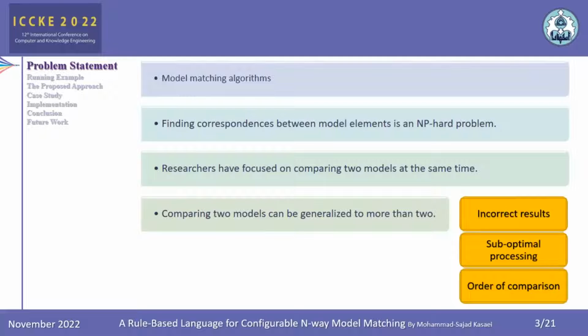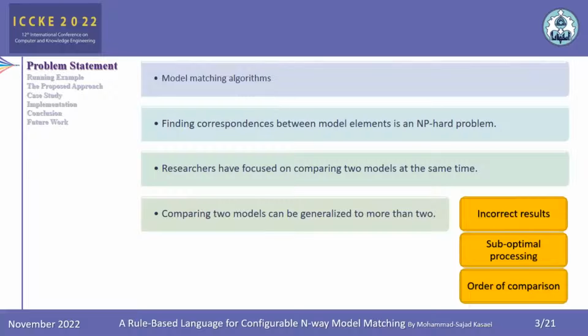Okay, so to build complex software-intensive systems, different stakeholders from diverse domains must collaborate to create and modify models. Model matching is a fundamental precondition of collaborative development, which is concerned with identifying common elements in input models. In this respect, the modeling community has investigated model matching algorithms. Finding correspondences between model elements is an NP-hard problem. Therefore, researchers have focused on comparing two models at the same time.